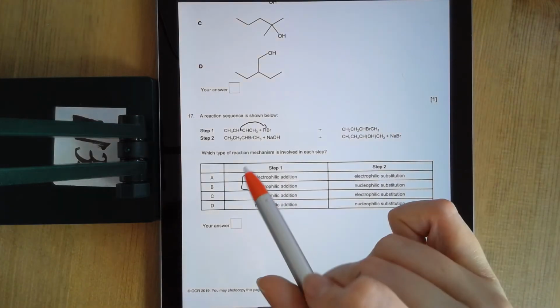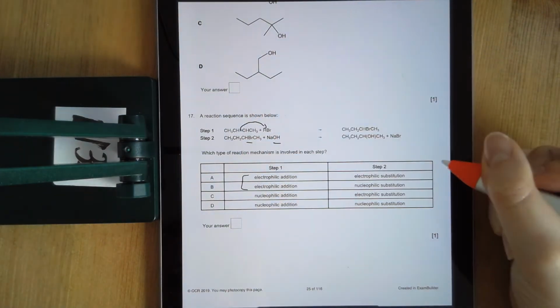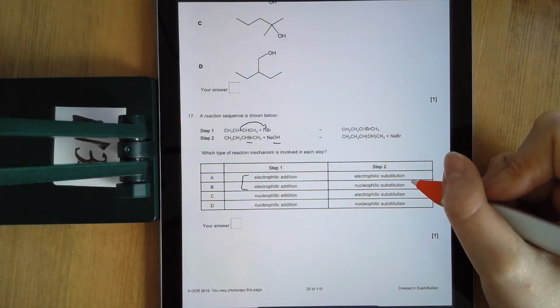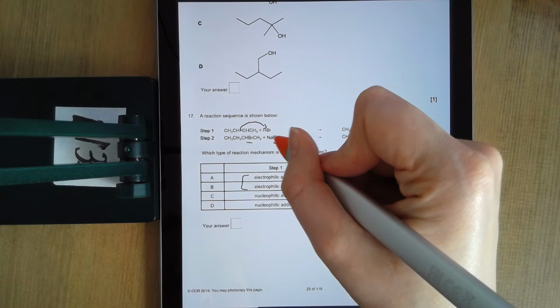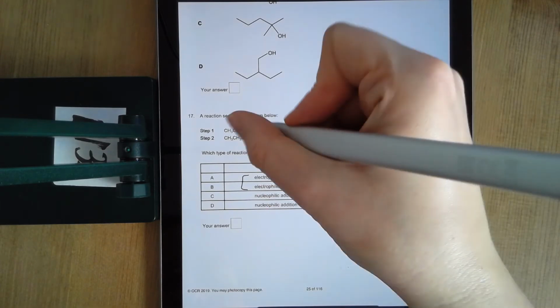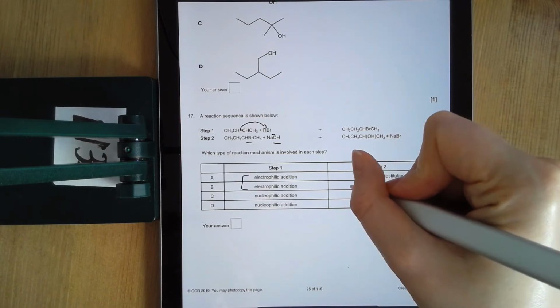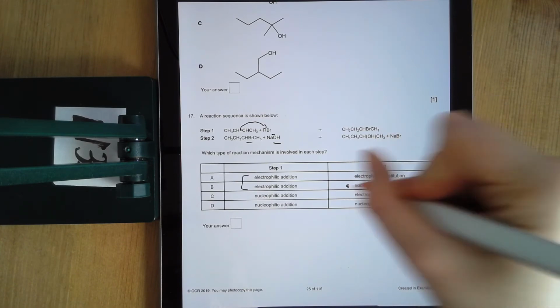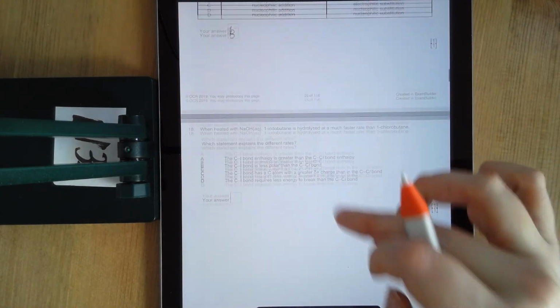And then in the next step, you see you are swapping the bromine for an OH. So I know it's going to be a substitution reaction. To identify which type of substitution, you need to look at what you're substituting in. So you're substituting in an OH minus for a bromine. OH minus acts as a nucleophile, so you're subbing in a nucleophile, okay? Which means this one here is going to be your answer. B is going to be your answer.